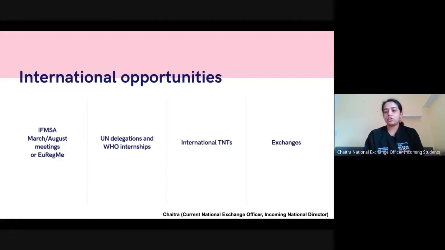So in terms of international opportunities, the Director of International Affairs, who is Hamza this year, and Anu in the next year, is who will be the one organizing all of these. So usually there's a meeting for IFMSA in March and in August, where medical students across the world gather in one country and have 6 days of training and capacity building, and also, well, a lot of interaction. And these happen in March and in August.